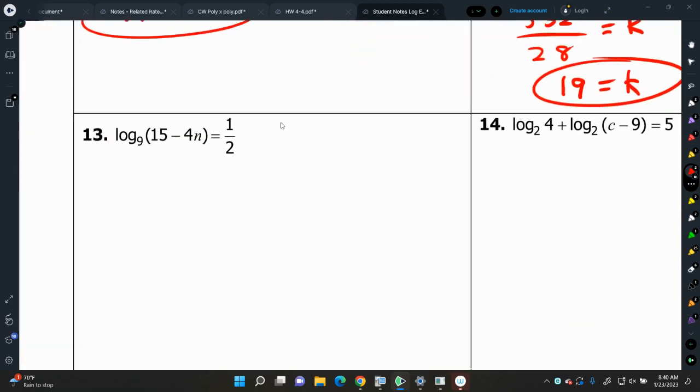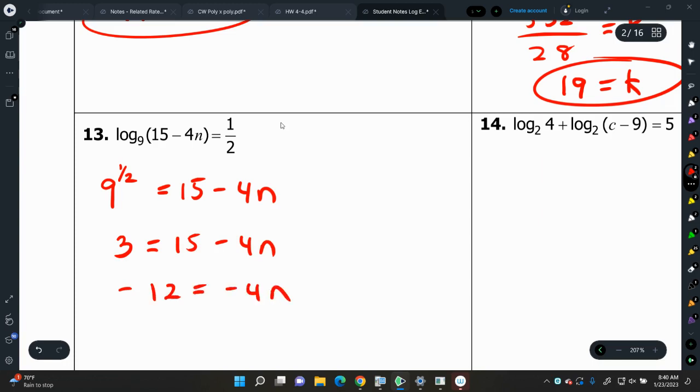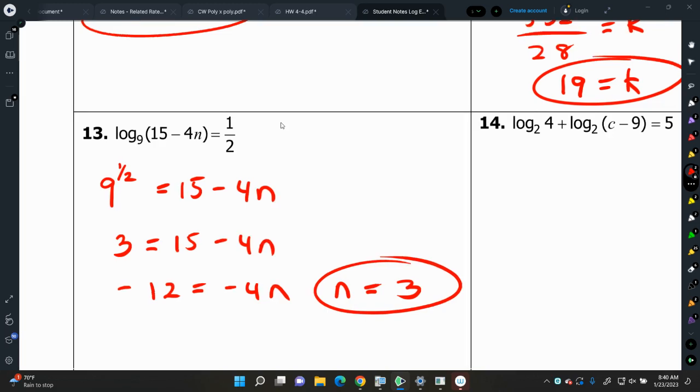Okay, number 13. Now we have 9 to the 1/2 equals 15 minus 4n. What's 9 to the 1/2? 3. So we get negative 12 equals negative 4n. So n equals 3. We good?